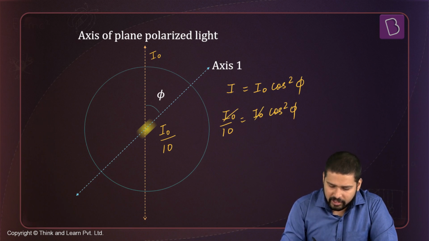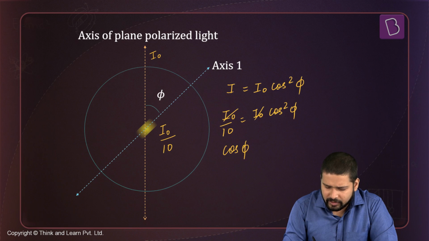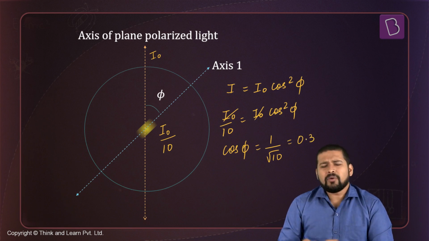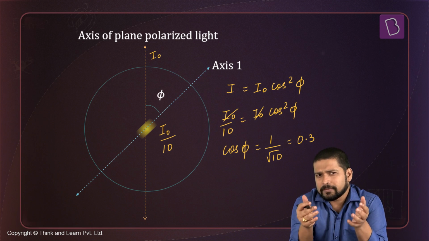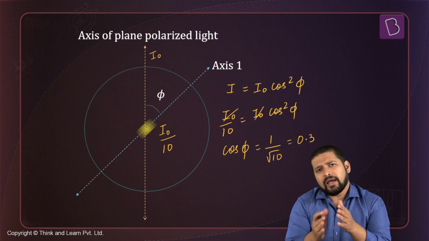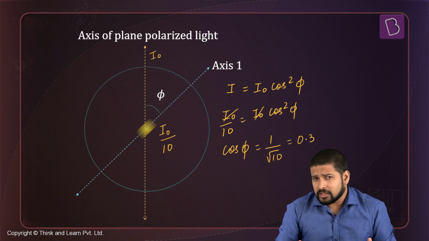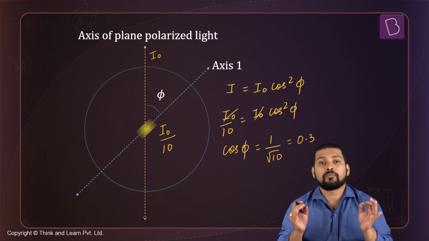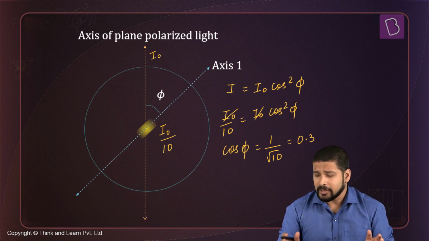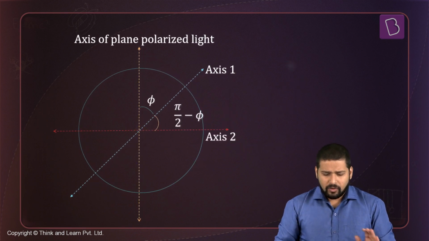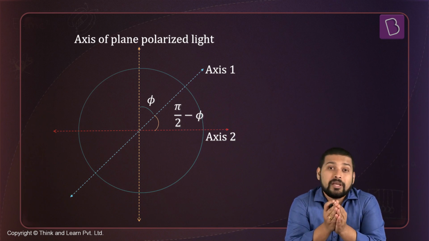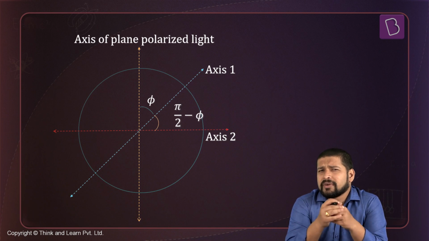I can cancel off I naught, and from here we get cos phi is equal to 1 by root 10, which is approximately equal to 0.3. Now understand this, the value that we have got is 0.3. Then we have to rotate it, or you can place another polarizer as well, but this has to be perpendicular to the axis of the plane polarized light. Once you do that, the angle by which you must have rotated it or placed it should be equal to 90 minus phi, and 90 minus phi is what we require.